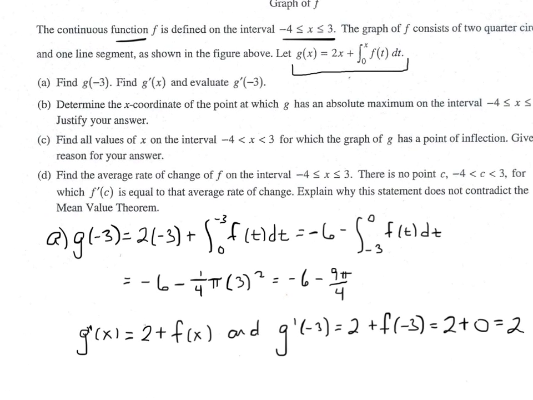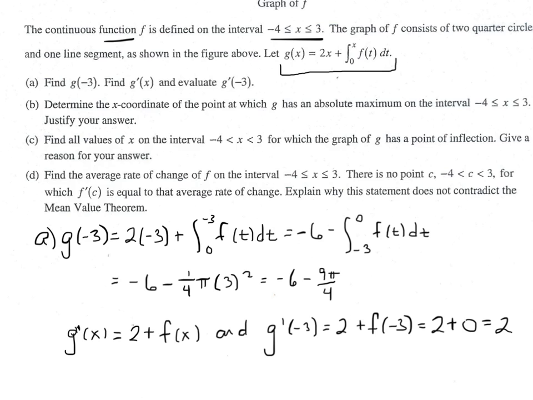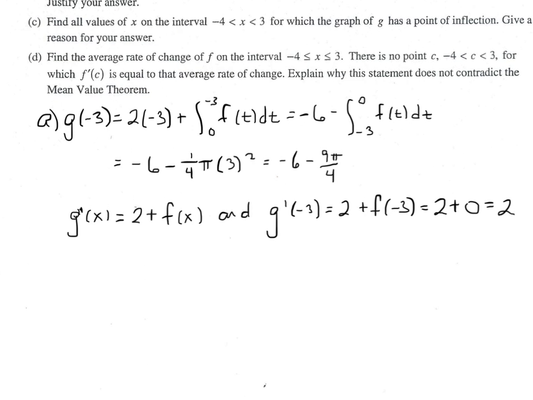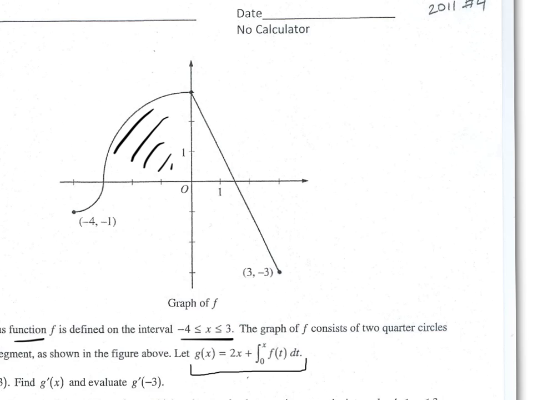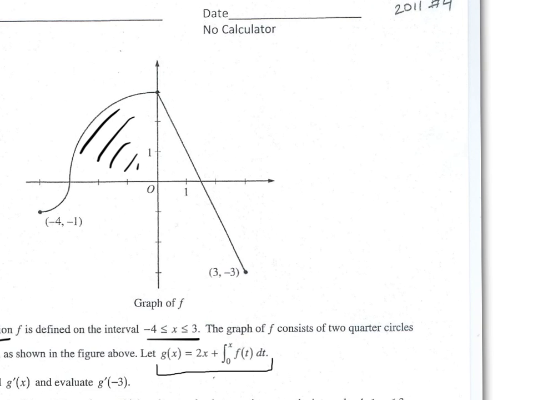Okay, part B. Determine the x-coordinate of the point at which g has an absolute maximum. So it would be good to start off by finding some critical numbers, and that happens when g prime is equal to 0. So that's when 2 plus f of x is equal to 0, or when f of x is equal to -2. So when does that happen? When is f of x equal to -2? So it looks like right over here. And we'd really like to know that x value now, wouldn't we?